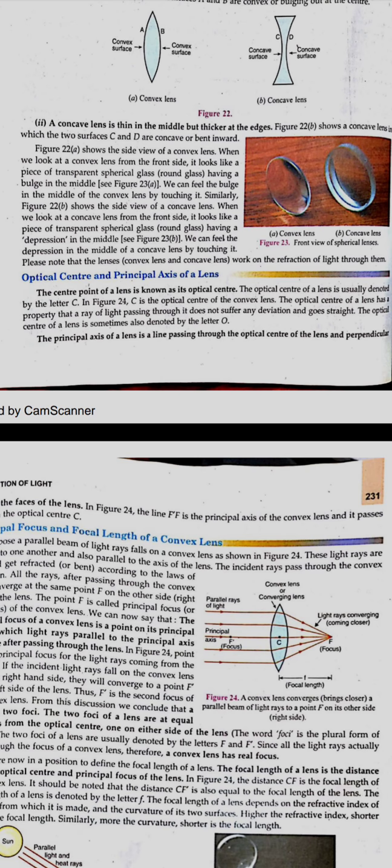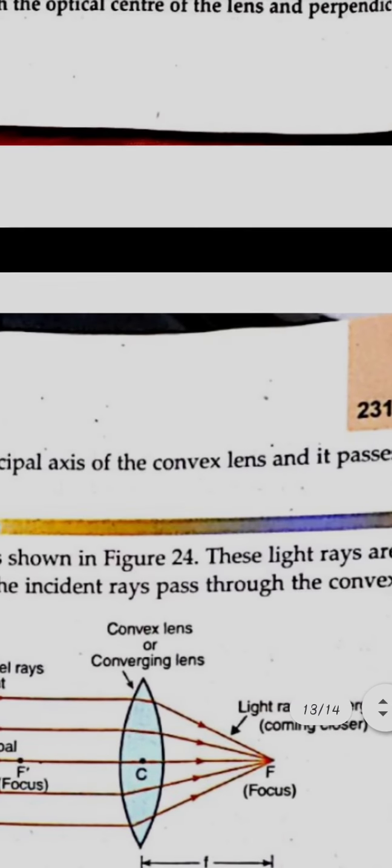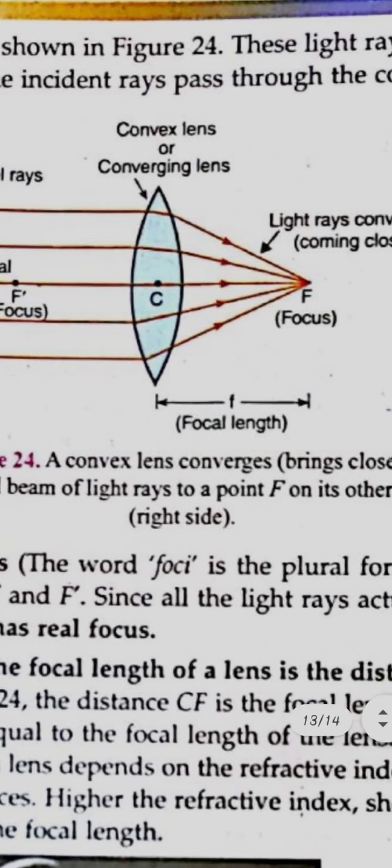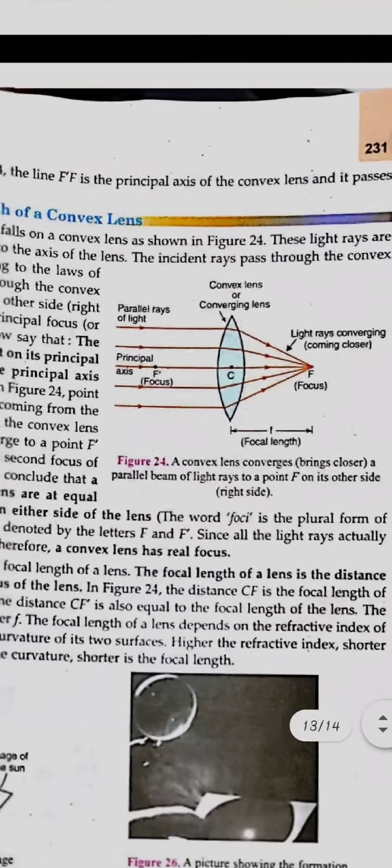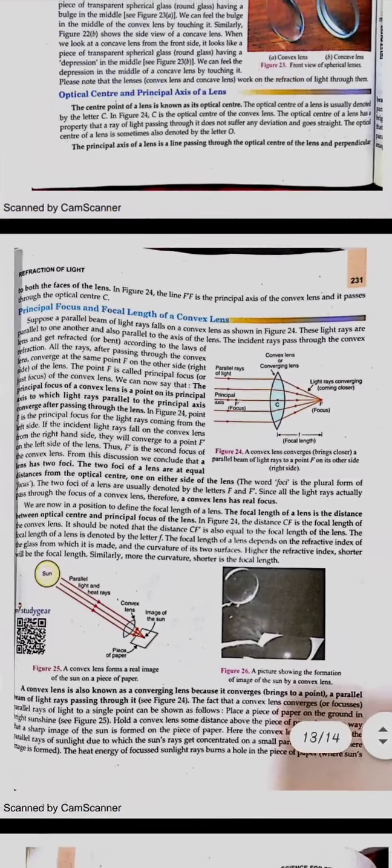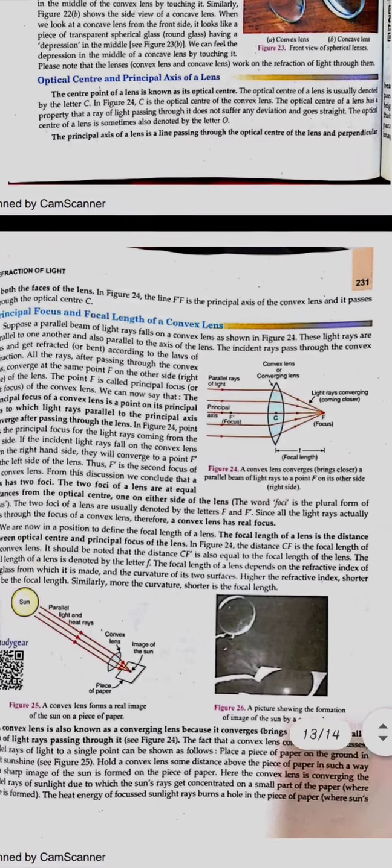If you take a center in the mirror, similarly we are taking the center in the lens also. If the light ray is passing parallel to this line through the center, then it is said to be the principal axis. So, optical center and principal axis, and the third one, that is principal focus.